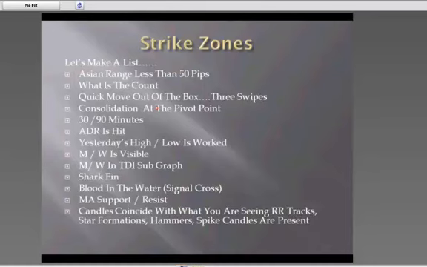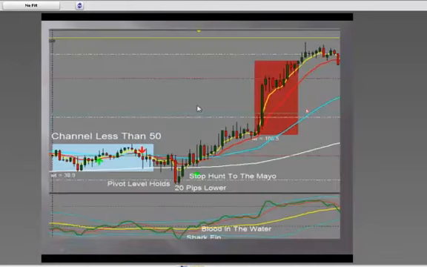This is everything that we've been talking about since I got here. The Asian range is less than 50 pips. What is the count? What level are you at? A quick move out of the box, 3 swipes towards the high or low. Consolidation at the pivot? Possibly. M3, M4, M1, M2. How long do they hold that level? 30 to 90 minutes. There's no hurry to pull the trigger. You have 30 to 90 minutes in most examples.